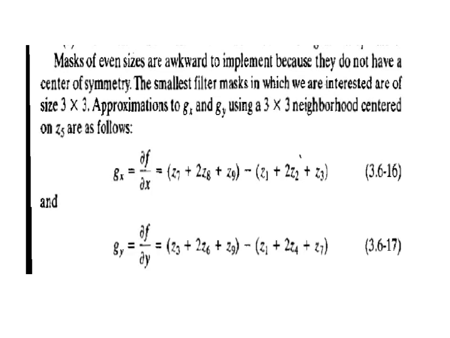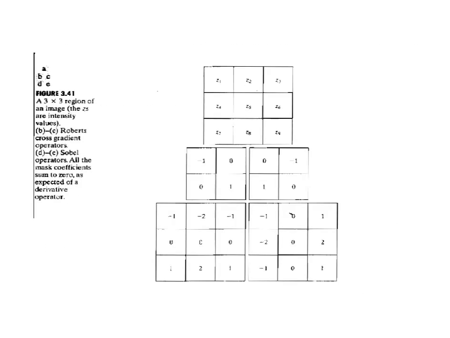The difference between the third and the first row of the 3 by 3 image implemented by the mask in figure D approximates the partial derivative in the x direction, and the difference between the third and the first column in the other mask approximates the derivative in the y direction. Computing the partial derivatives with these masks, we obtain the magnitude of the gradient as before.